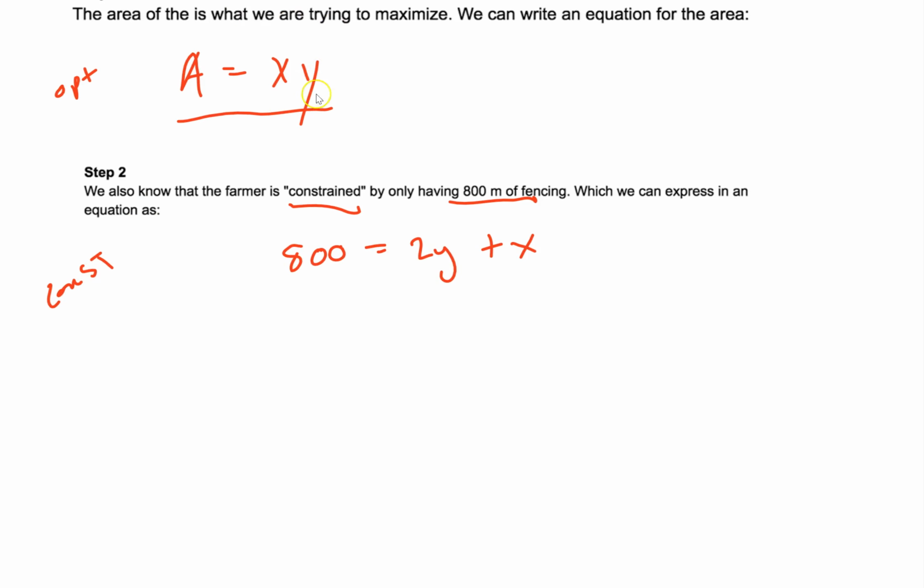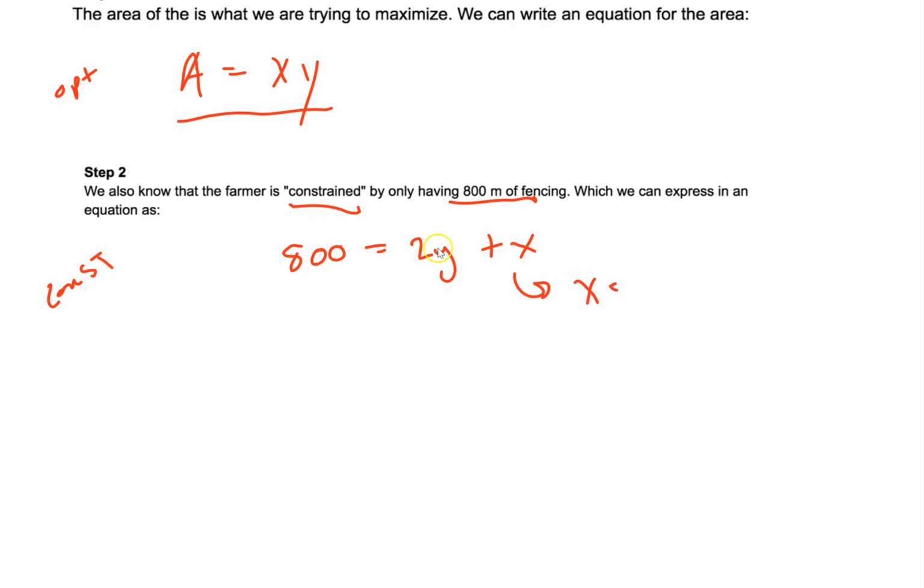So again, we're trying to optimize this, and it has two variables, so I need another equation. Luckily, they gave us a constraint, so they gave us this. And all we need now is algebra. I don't want two variables here, I want one, so solve for a variable here. The easiest way is to solve for x. In this case, sometimes it might be y. It doesn't really matter which one you solve for.